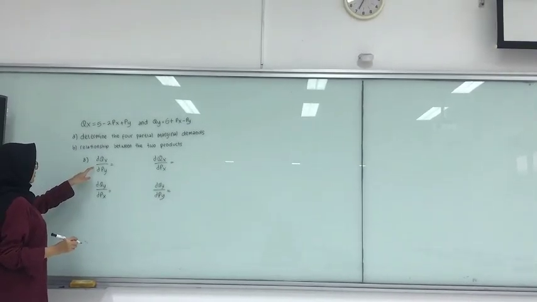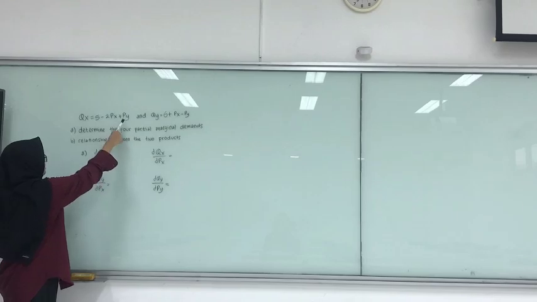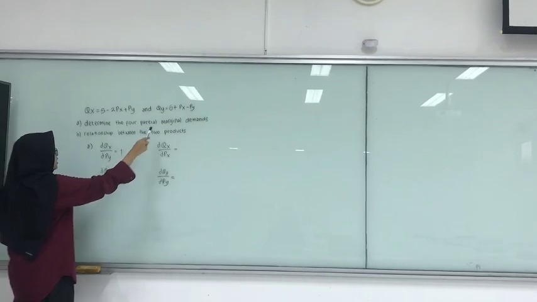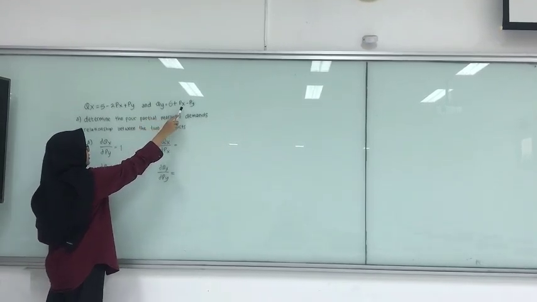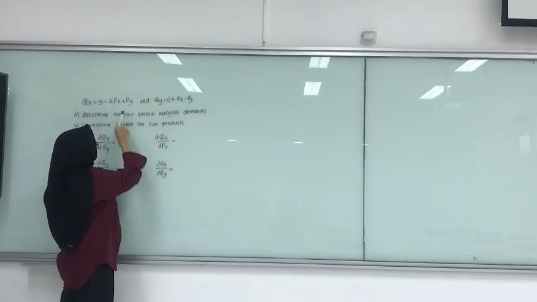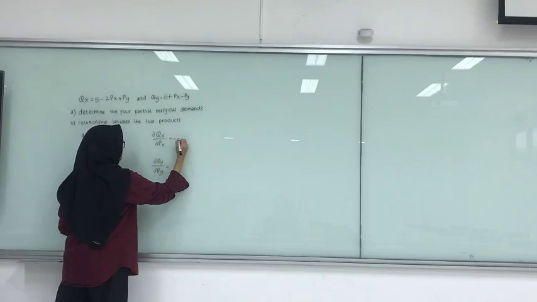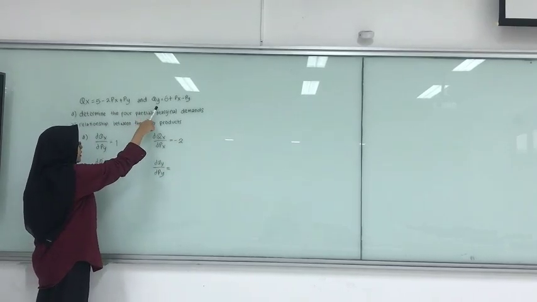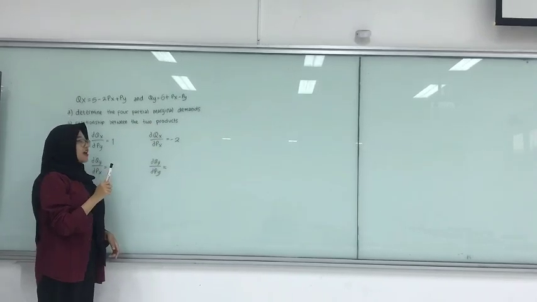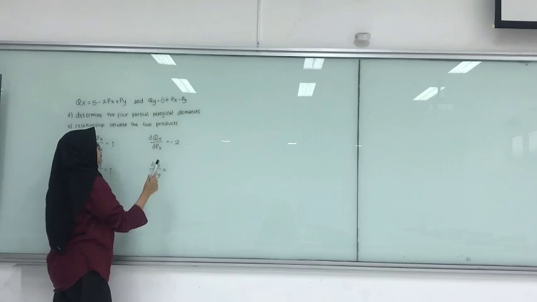The derivative of Kx with respect to Py is 1, and the derivative of Ky with respect to Px is 1. The derivative of Kx with respect to Px is minus 2, and the derivative of Qy with respect to Py is minus 1.